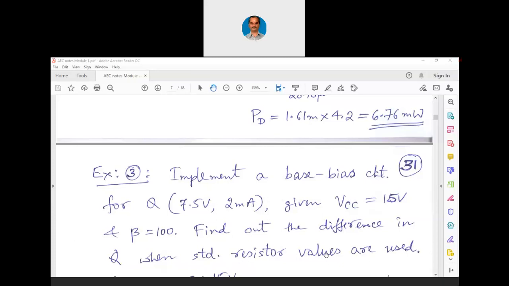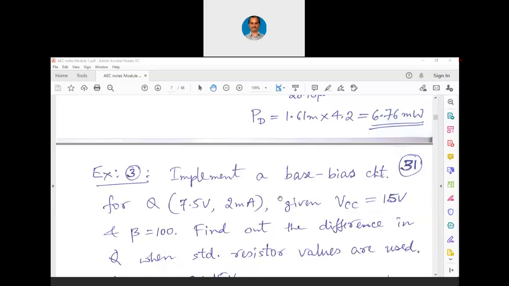IB is VCC minus VBE divided by RB. Now you have to find out RB. VCC you know, VBE you know. IB you can find out. IB is nothing but IC by beta. IC is 2 milliampere divided by beta is IB. So apply that in that formula and find out the value of RB. Similarly, RC you can find out. VCC minus ICRC equals VCE. VCE you already know, it is 7.5 volts. So 15 volts minus 7.5 volts divided by 2 milliampere IC will be the value of RC.